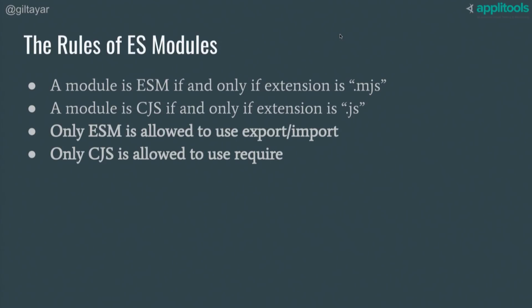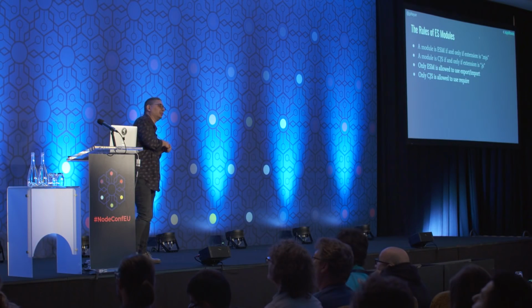And there's two more rules that we have to abide by. Only ESM is allowed to use export and import. So if I want to use the export and import keywords, I can't use them in CJS. And only CJS is allowed to use require. So if I want to require a CJS module from ESM, I can't do that. And we will talk about interoperability between the two later. It's a huge thing. Thank you, Simona, for using my slide.